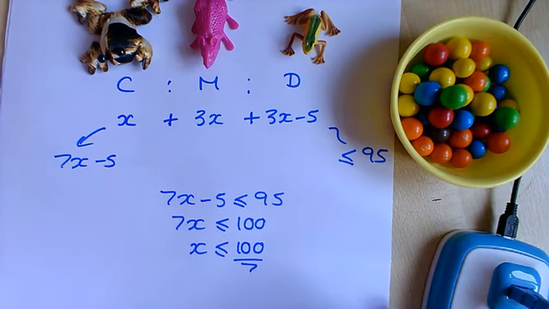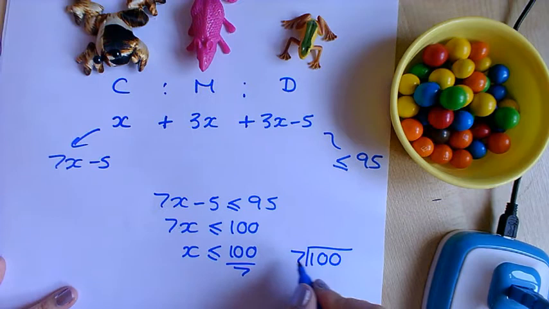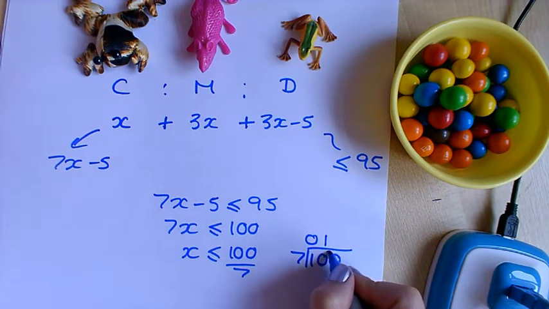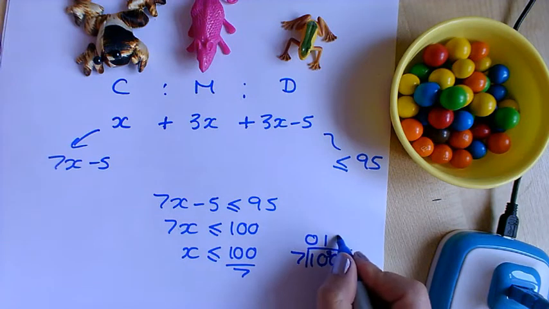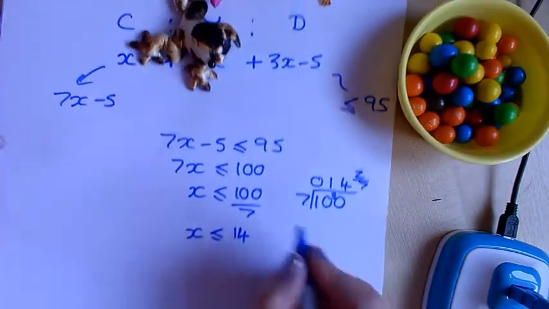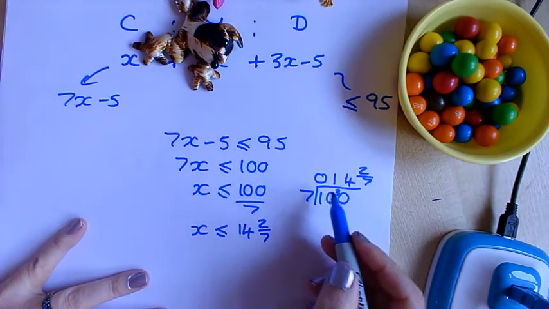If you haven't got a calculator, 100 divided by 7. 7s into 1 goes 0. 7s into 10 goes 1, remainder 3. 7s into 30 goes 4, with 2 left over out of 7. So x is less than or including 14 and 2/7. I could work that out as a decimal, but dividing by 7 is never very nice, and I don't need to answer the problem.